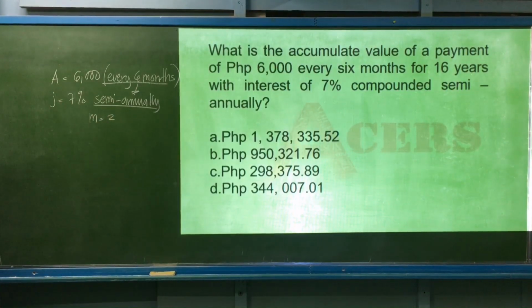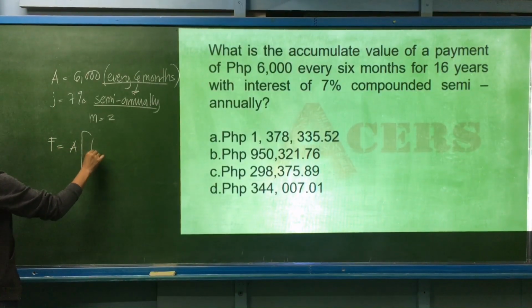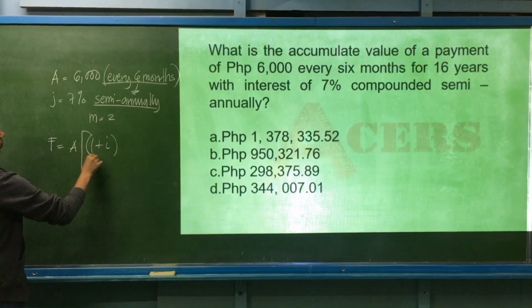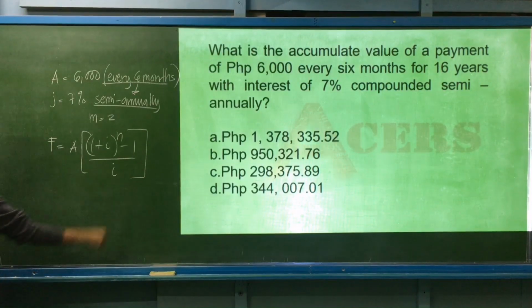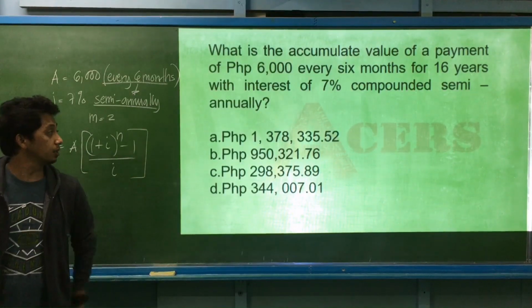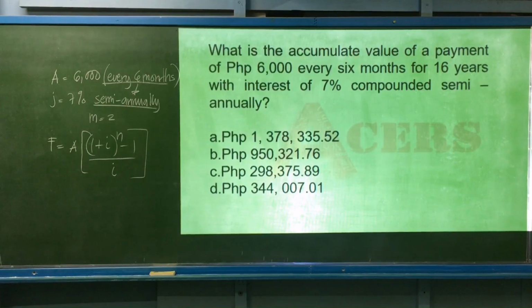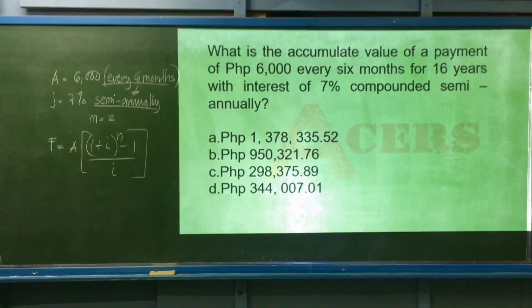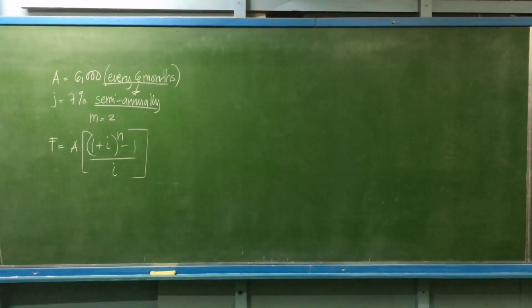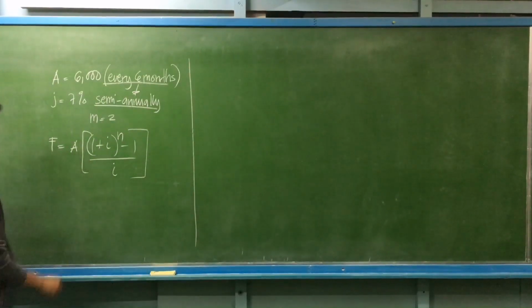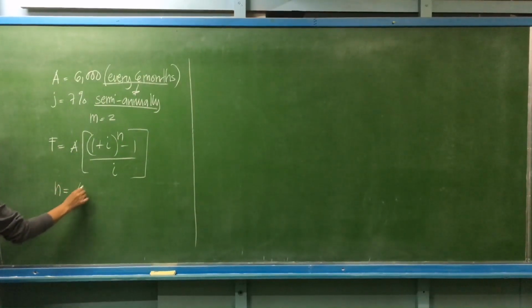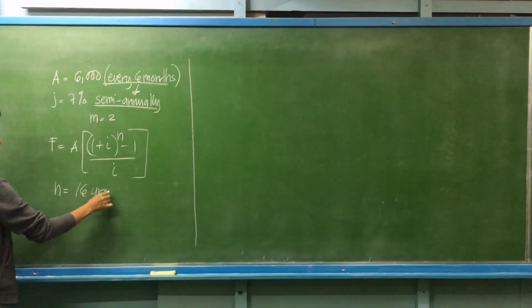So we are looking for the future amount. The future amount is equal to the annuity multiplied by (1 plus i) raised to n minus 1, divided by i. So this is an ordinary annuity, and we're looking for the future amount. Alright, so this is more of direct substitution. n is equal to, good for 16 years.